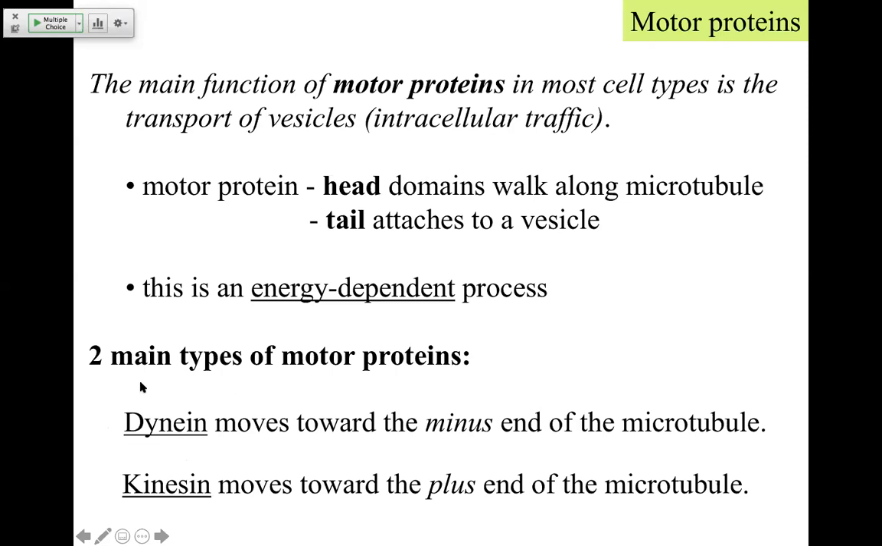So we've got a couple of different families of motor proteins. Dyneins are motor proteins that move towards the minus end of a microtubule, so they're directional. And kinesins are motor proteins that move towards the plus end of a microtubule.